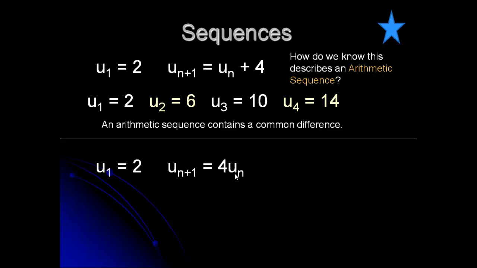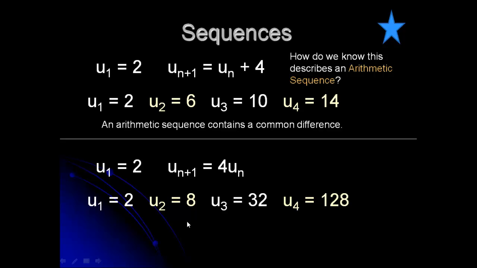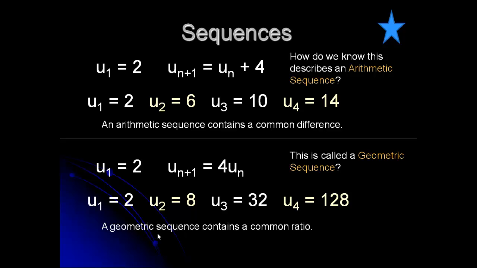Here, to get from one term to the next, we're multiplying the current term by 4 to get to the next term. This is what we call a geometric sequence, where we have a common multiplier, which we refer to as a common ratio.